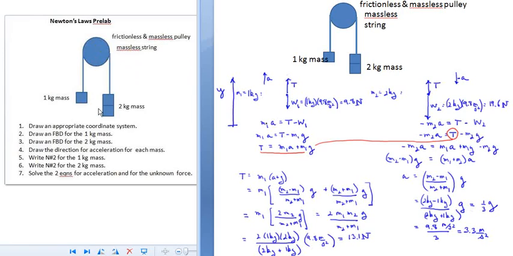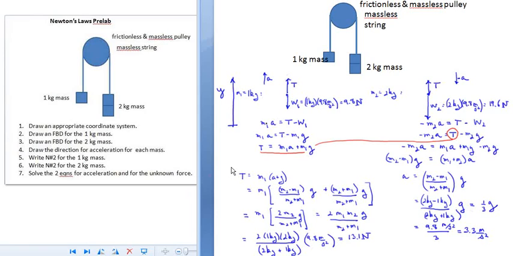The string is massless, and on the left side we have a 1 kilogram mass hanging, and on the other side we have a 2 kilogram mass hanging. What you are to do for the prelab is to draw an appropriate coordinate system, draw a free body diagram for the 1 kilogram mass and a free body diagram for the 2 kilogram mass, draw the direction for accelerations for each mass, write Newton's second law for the 1 kilogram mass, write Newton's second law for the 2 kilogram mass, and finally solve these two equations for the acceleration and for the unknown force.